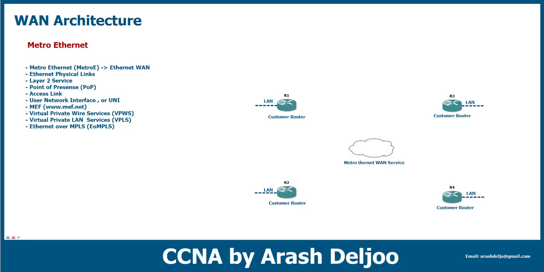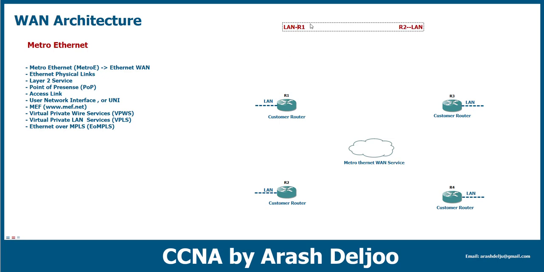What is the Metro Ethernet? First, let me review some of the topics that you have learned before in this class about WAN connections. You know that when we want to connect two of our sites to each other, we need to buy a connectivity service from a service provider. For example, we have R1 and R2 and we want to connect these two branches to each other. Here we have one LAN.